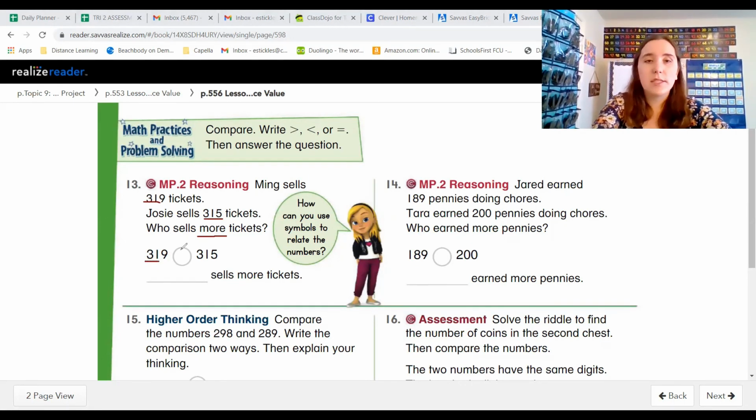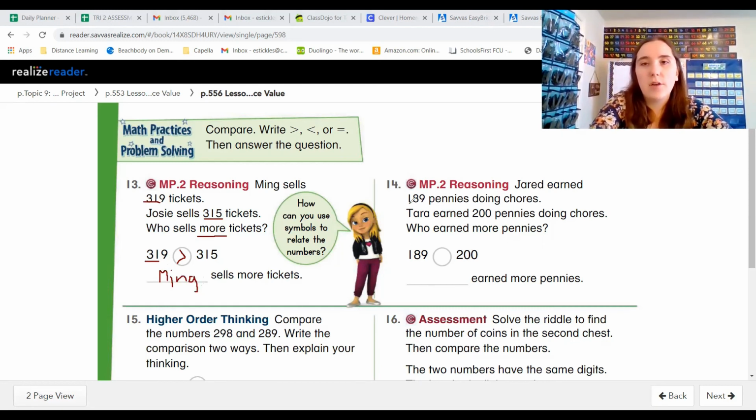So we're going to draw our symbol open towards 319. So we would read it like this: 319 is greater than 315. So who sold more tickets? Was it Ming or Josie? It was Ming. So we're going to say Ming sells more tickets. Good job. Let's look at number 14, and then you guys are going to solve it.